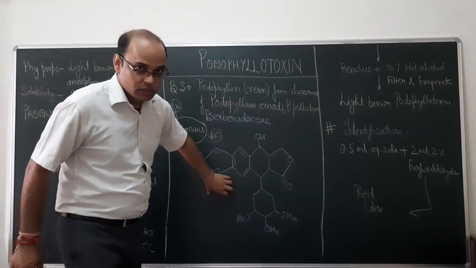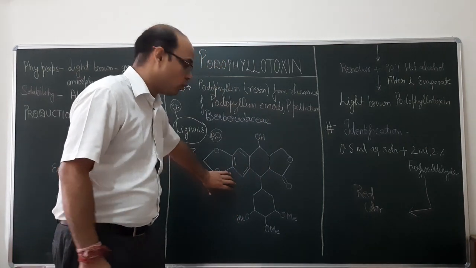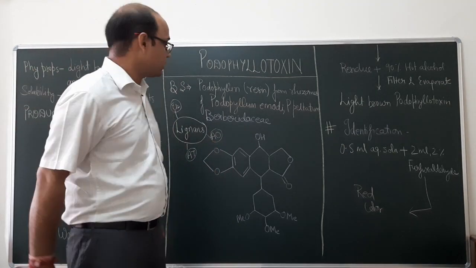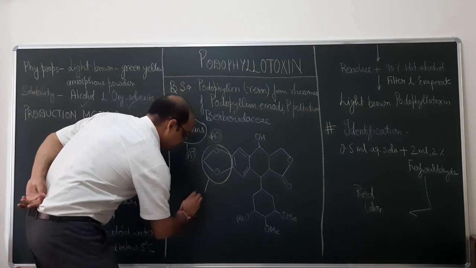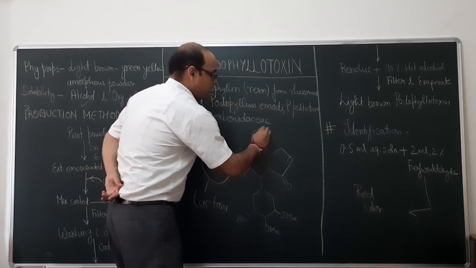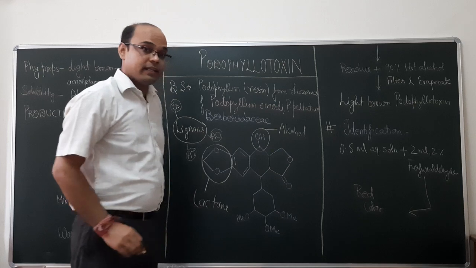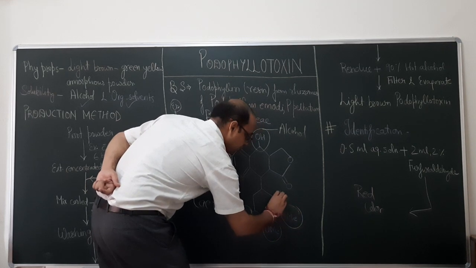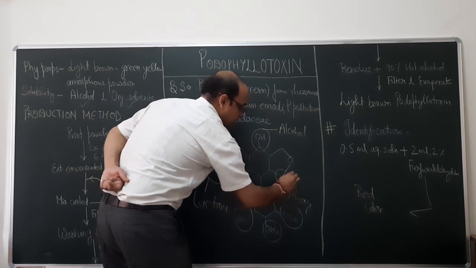So if you look at the structure of phytoconstituent podophyllin or podophyllotoxin, this is the structure of podophyllotoxin, and if you see the structure, you will observe there is a lactone ring, there is aromatic alcohol, and there are three methoxy groups, 1, 2 and 3, methoxy and an acetal.